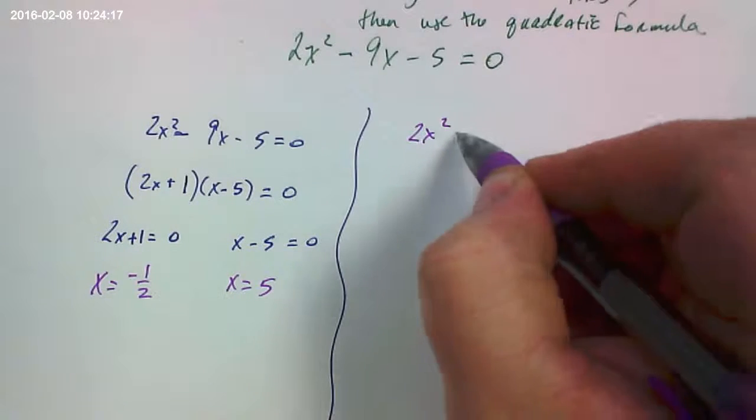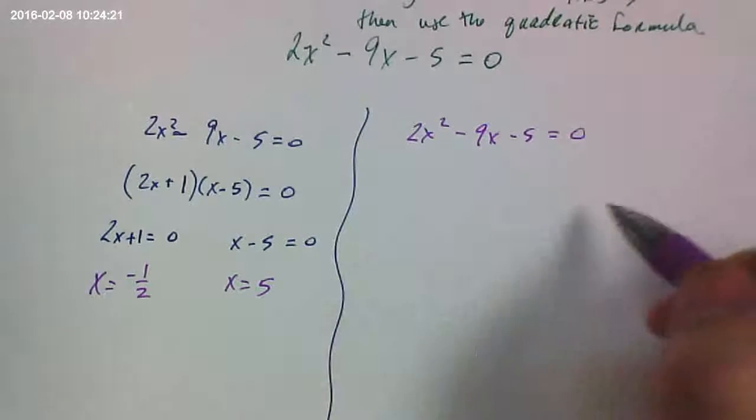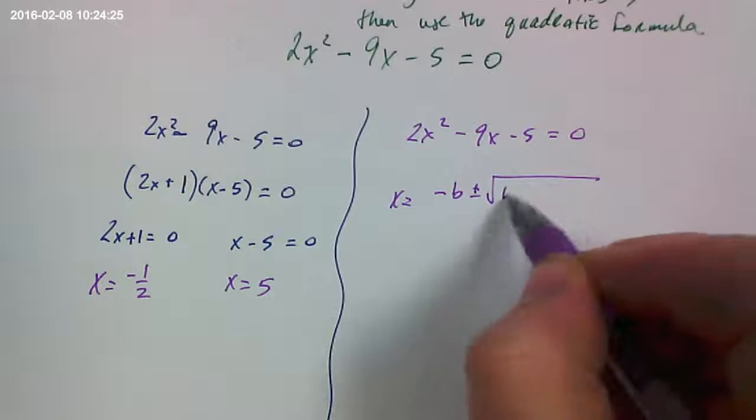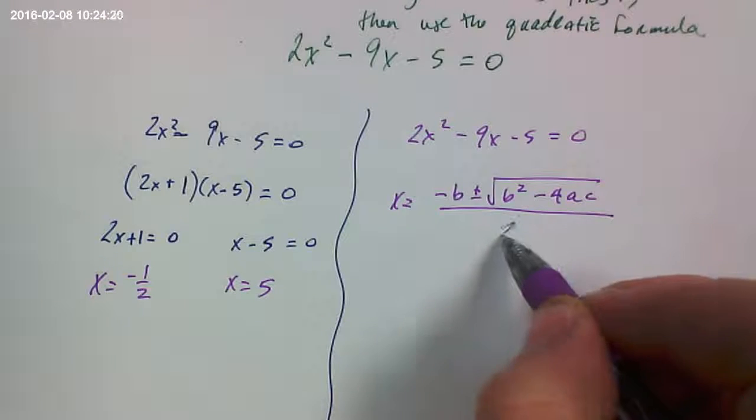So we got 2x squared minus 9x minus 5 equals 0. First time. So we're going to use x equals negative b plus or minus the square root of b squared minus 4ac, that whole thing divided by 2a.